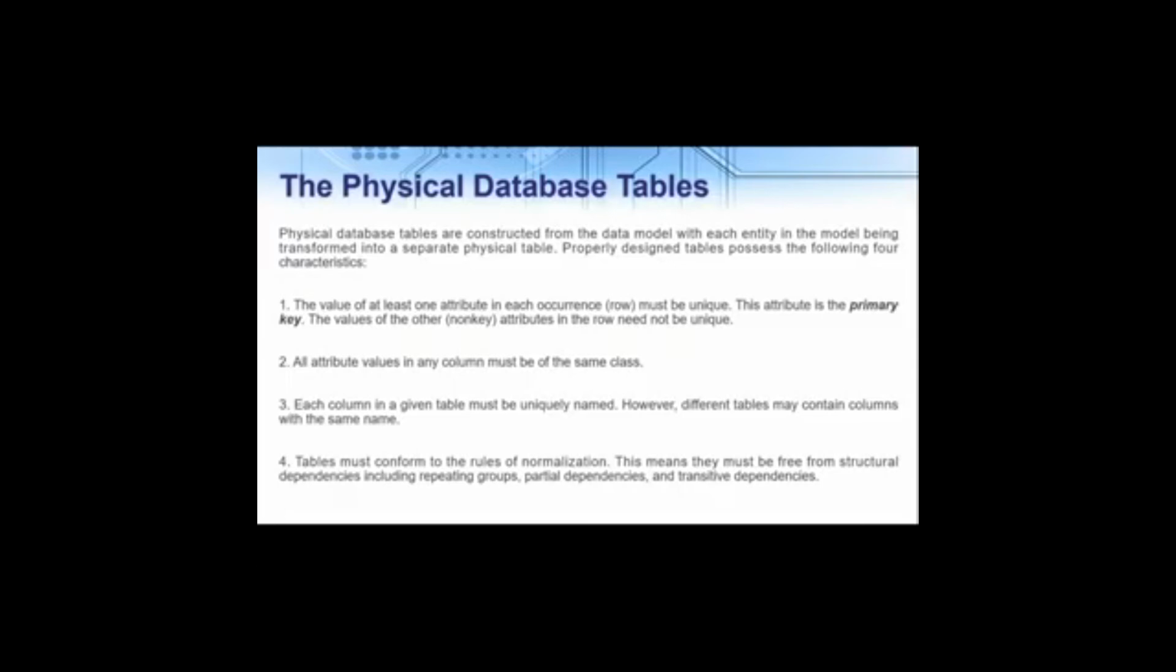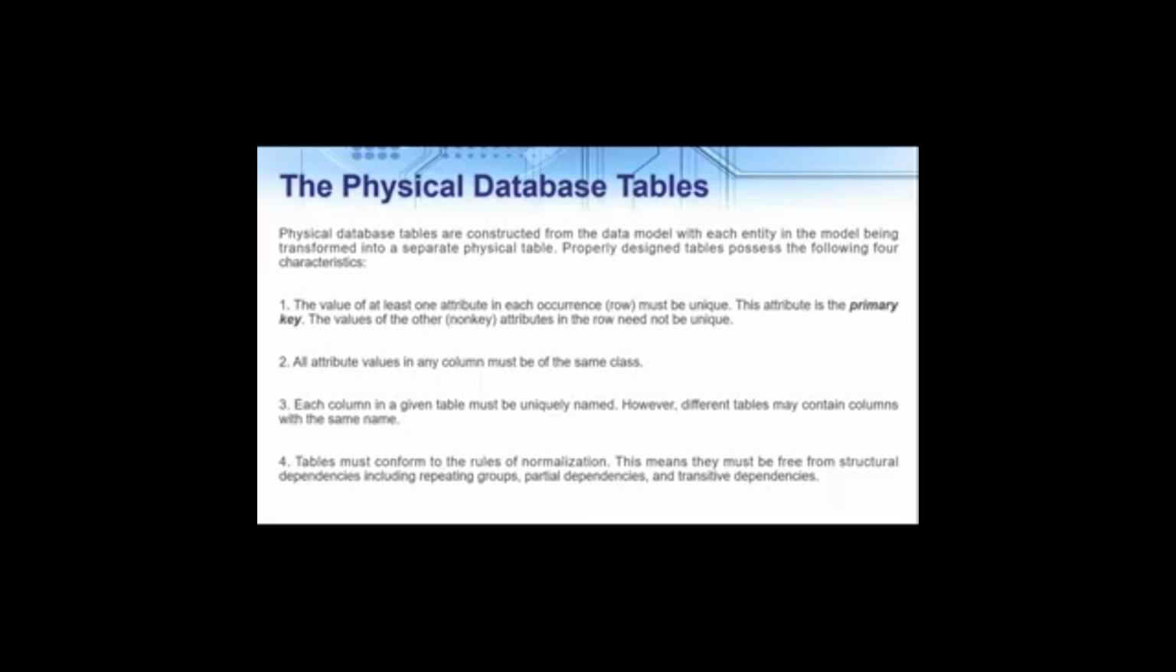The physical database table. The physical database model is constructed from the data model, with each entity in the model being transformed into a separate physical table. Properly designed tables possess the following four characteristics. First, the value of at least one attribute in each occurrence or row must be unique. This attribute is the primary key.